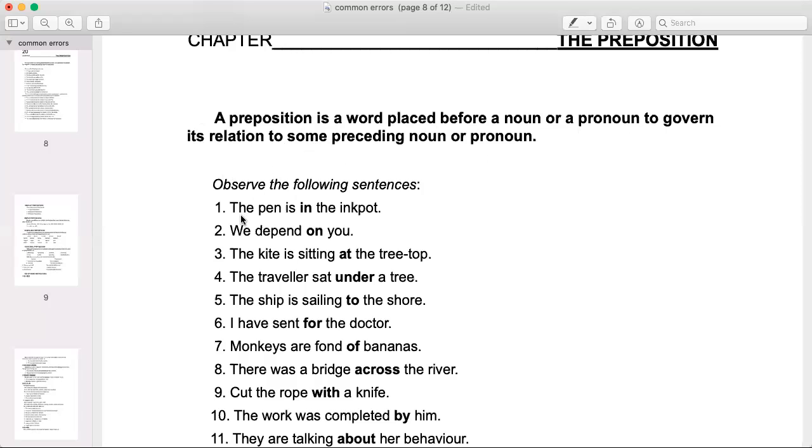Let's see the following examples. The pen is in the ink pot. We depend on you. The kite is sitting at the top of the tree. The traveler sat under a tree. The ship is sailing to the shore.